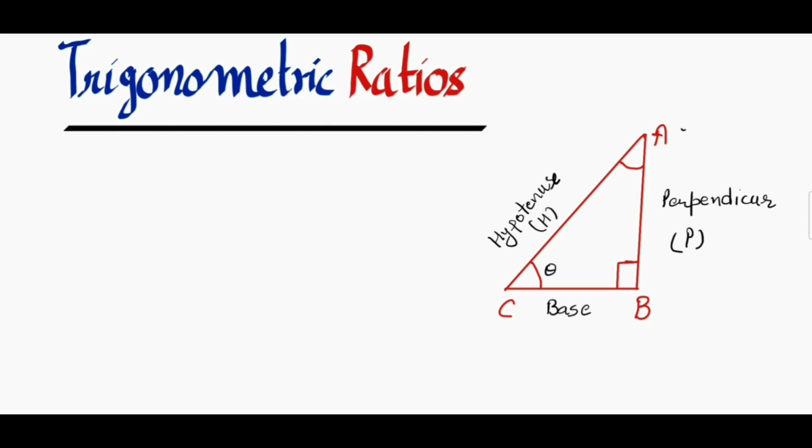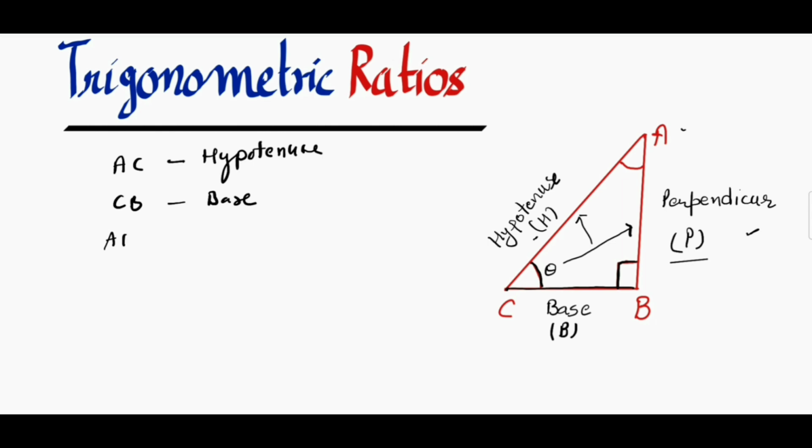We know in a right angle triangle, for any acute angle, the side opposite to the acute angle is called the perpendicular. So here let me take this acute angle C, which I have taken as theta. The side opposite to this theta is AB, and this AB is known as perpendicular, which I am going to represent with P. The side adjacent to it, CB, is known as base, and the side opposite to this 90-degree angle is known as hypotenuse, which I am going to represent with H, and base I am going to represent with B. So in this triangle, AC is my hypotenuse, CB is my base, and AB is my perpendicular.